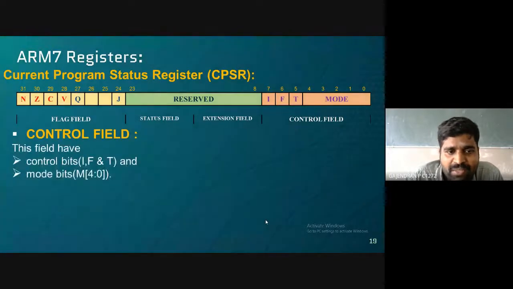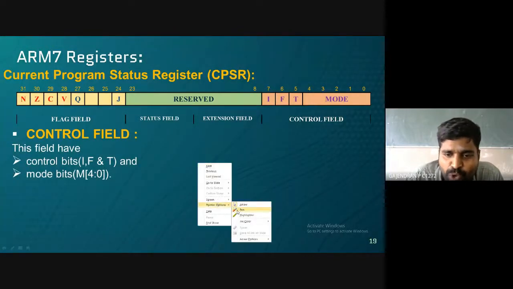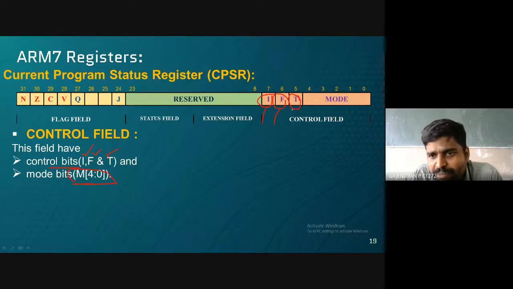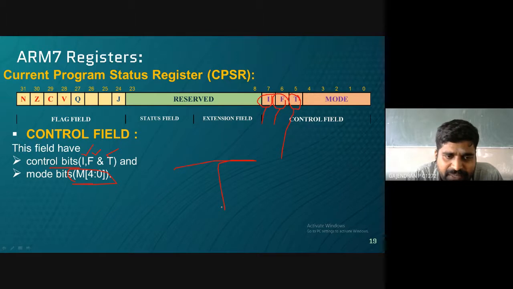Okay, so we discussed the mode bits. Now we will come to the control bits: I, F and T. Any idea about the I, F and T? These two may not be immediately clear, but T you know. What is T? We have discussed it many times. What is this capital T?